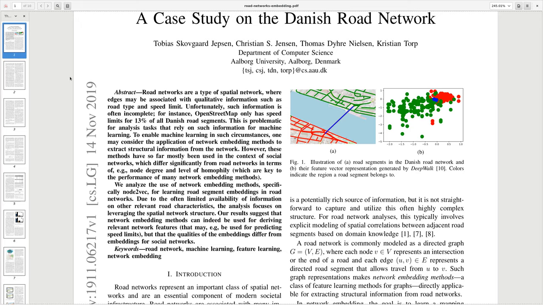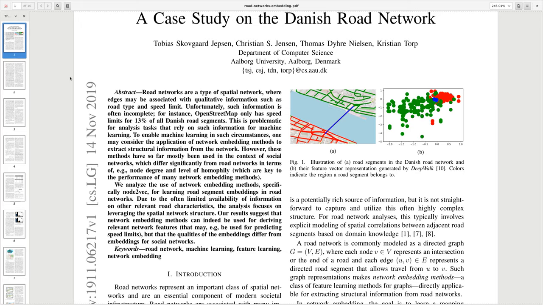To enable machine learning in such circumstances, one may consider the application of network embedding methods to extract structural information from the network. However, these methods have so far mostly been used in the context of social networks, which significantly differ from road networks in terms of node degree and level of homophily, which are key to the performance of many network embedding methods.